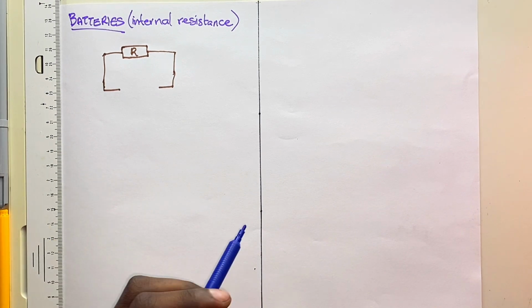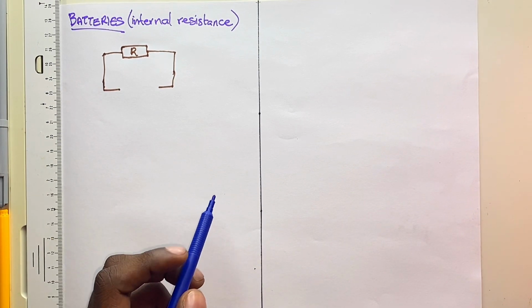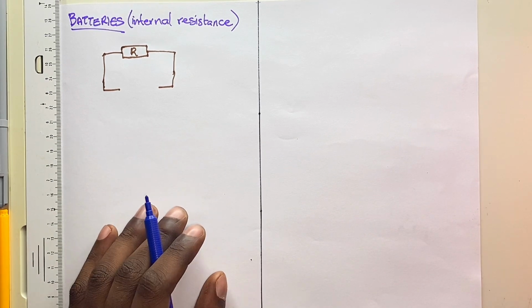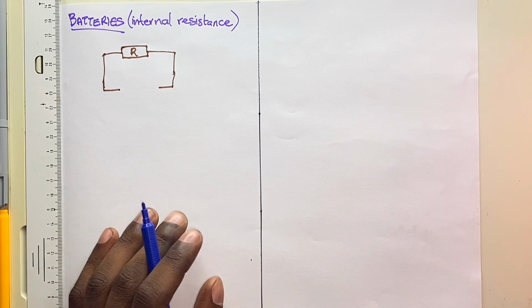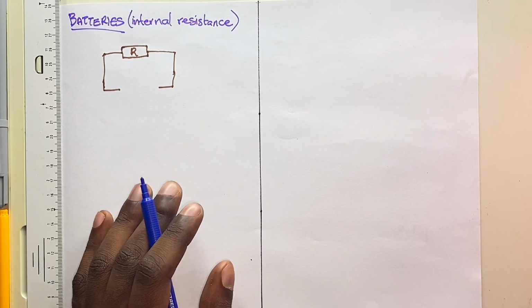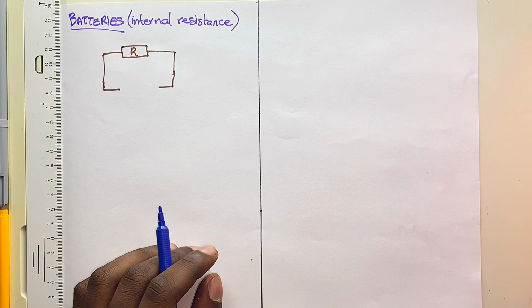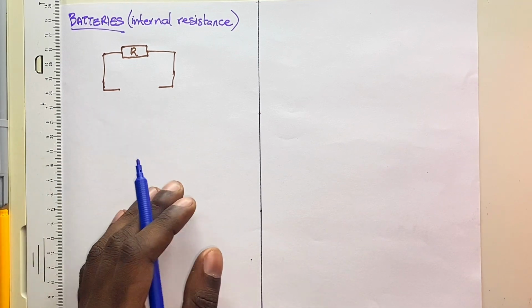Okay, now that we have spoken about circuits, about parallel connections and series connections, I want us to talk about batteries, more specifically internal resistance. To begin, let's understand what batteries are. Batteries are energy storage devices that use chemical reactions to produce electrical energy. They consist of one or more cells.